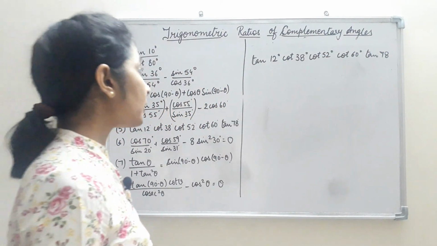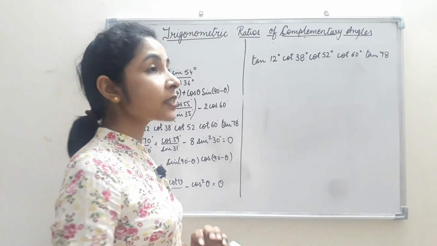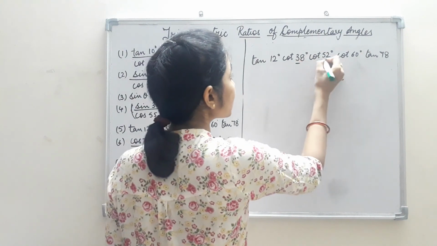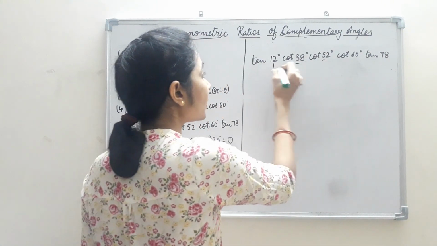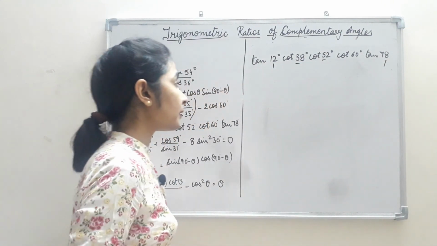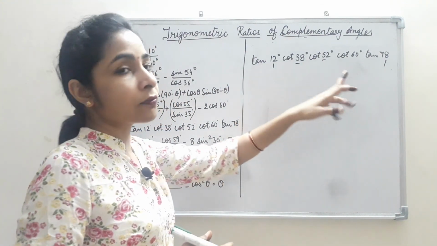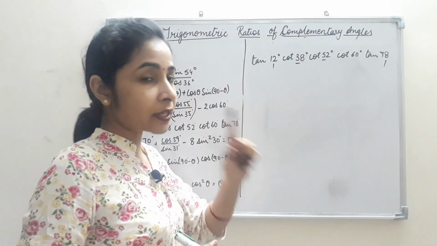Okay, now here are the complementary angles. Which are the complementary angles here? First we will note that down. Now 38 plus 52 gives me 90 and 12 plus 78 gives me 90. Okay, so I will bring them together. I will change any one of them, not both of them.